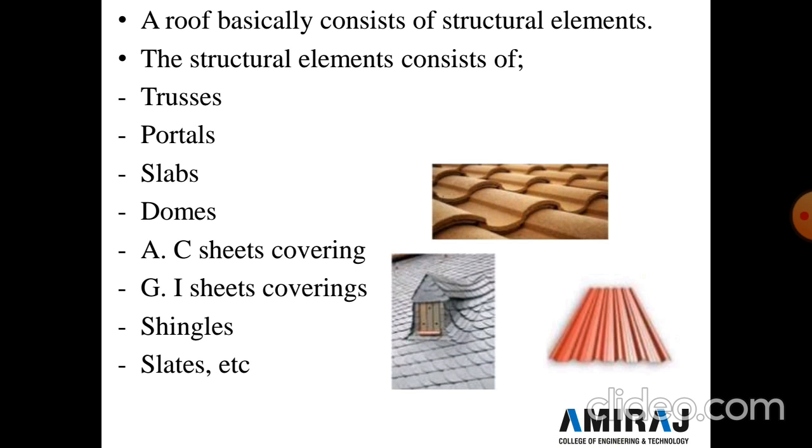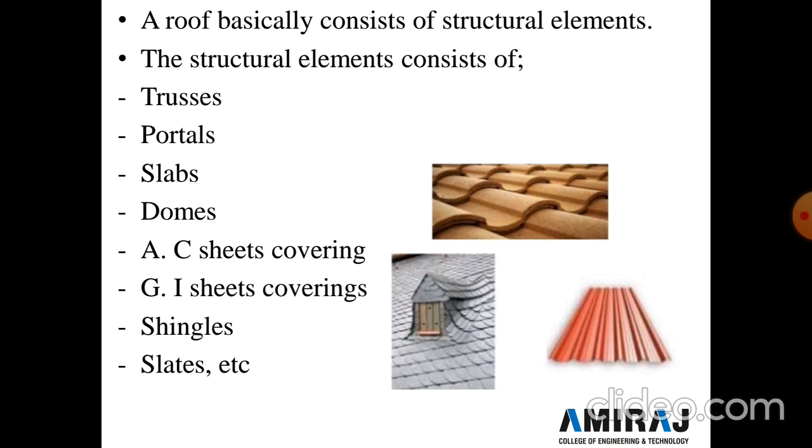The structural elements consist of a truss, portals, slab, dome, AC sheet covering, GI sheet covering, and shingles and slates etc. are provided. So these are the different structural elements of the roof.